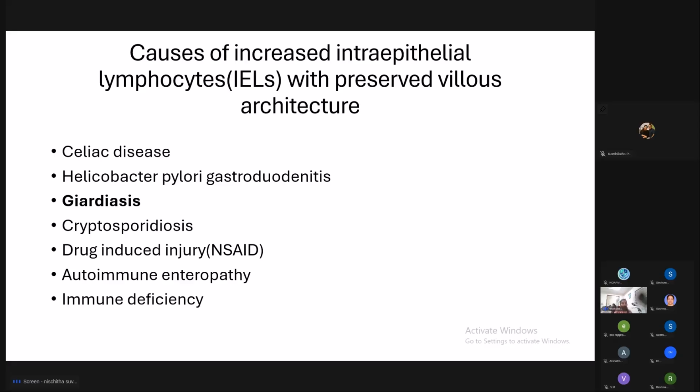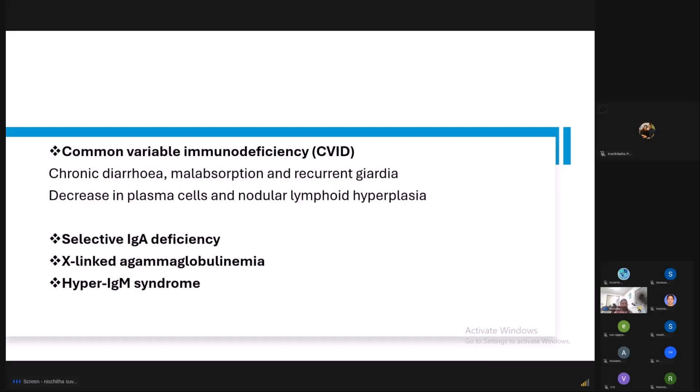In autoimmune enteropathy, there will also be loss of goblet cells along with increased intraepithelial lymphocytes, and some amount of villus atrophy can be present based on the extent of the underlying etiology. And immune deficiency. Giardiasis is associated with immunodeficiency states. In case of common variable immunodeficiency, these patients can present with chronic diarrhea, malabsorption, and recurrent giardia. One finding which favors this diagnosis is the absence or decrease of plasma cells in the lamina propria and very evident nodular lymphoid hyperplasia.